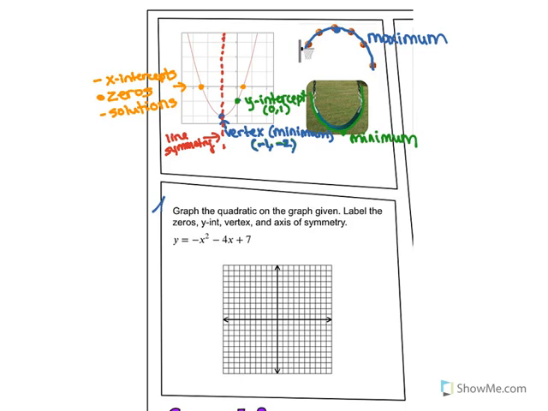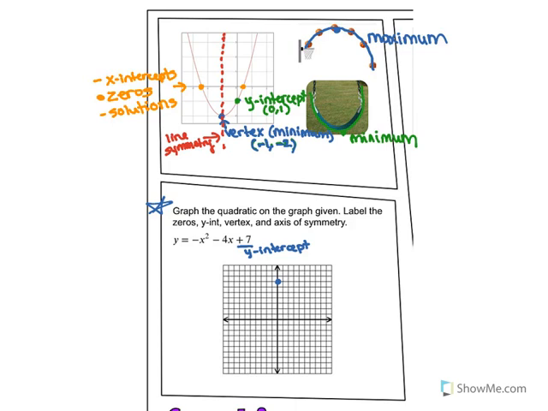Okay, let's look at this first graph right here. We're going to graph the quadratic, label the zeros, y-intercept, vertex, and axis of symmetry. So first we have to get it on the graph so we can label all these things. Now I'm going to point out a couple of things. First of all, your c value is your y-intercept. So I know that my y-intercept is going to happen at (0, 7). I'm going to go 2, 3, 4, 5, 6, 7. So I know somehow, my parabola is going to intersect the y-axis at (0, 7).